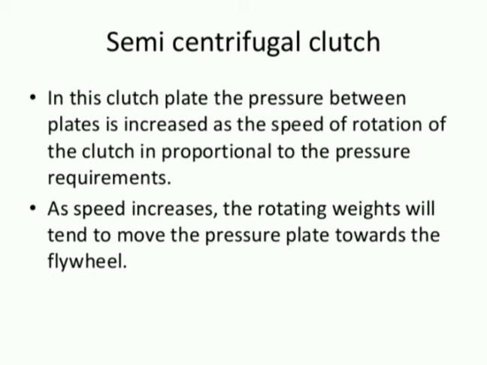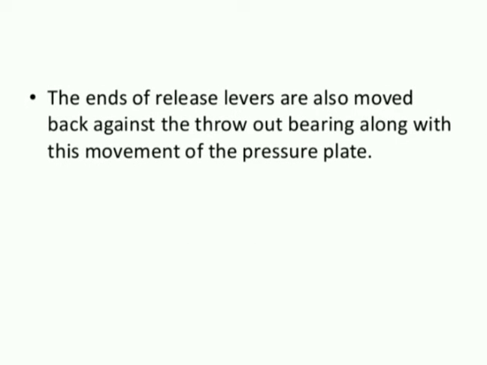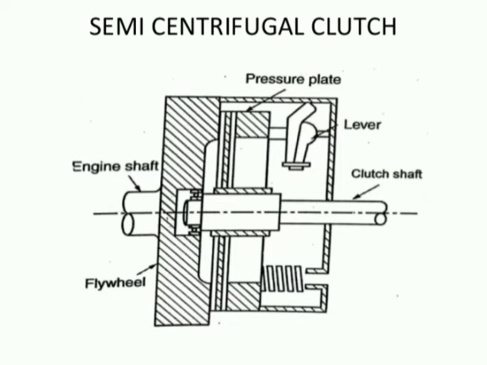Okay, let's see about semi-centrifugal clutch. In this clutch, the pressure between plates is increased as the speed of rotation of the clutch increases. As speed increases, the rotating weights will tend to move the pressure plate towards the flywheel. The ends of release levers are also moved back against the throw out bearing along with this movement of the pressure plate. This figure shows the parts of semi-centrifugal clutch. It consists of pressure plate, lever, clutch shaft, flywheel, engine shaft.